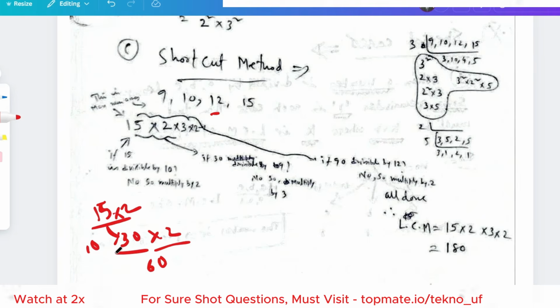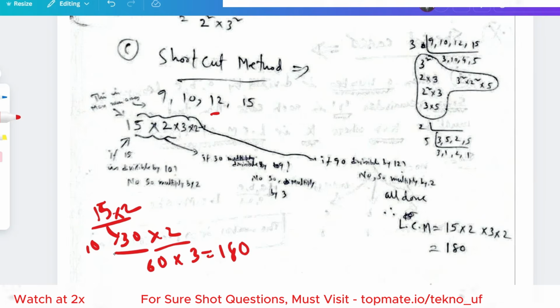Then check if it is divisible by 9. No. If it is not divisible by 9, just multiply this number with such a digit that the number can be divisible by 9. If we multiply by 2, it becomes 120, and 120 is not divisible by 9. So let's multiply this by 3. So this becomes 180, and 180 is divisible by 9. 9 multiplied by 2 is 18.